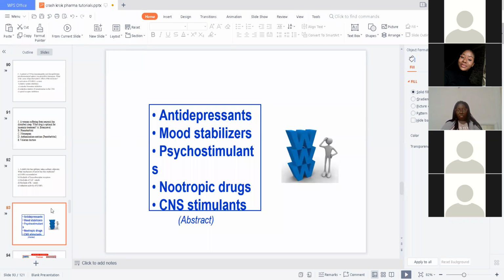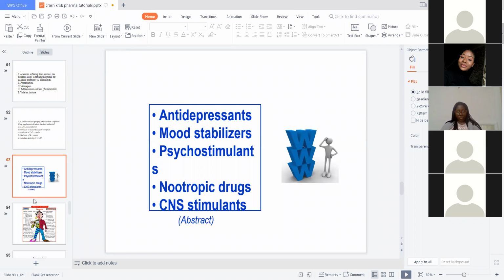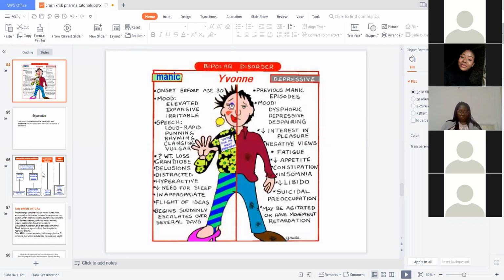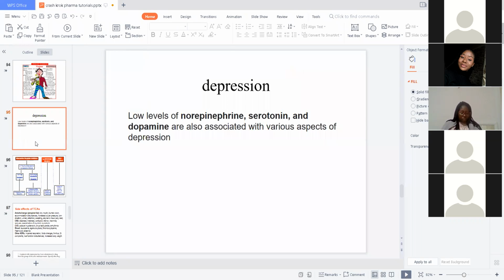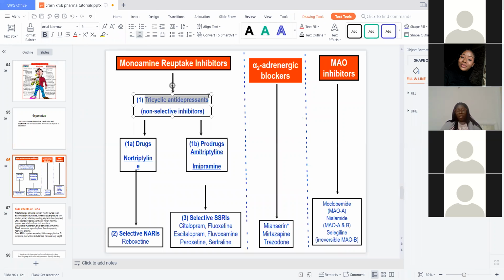Okay, so next we have antidepressants and mood stabilizers. These drugs are for people with depression. We know the main pathogenesis of depression is low levels of norepinephrine, serotonin, or dopamine. The main drugs you have to take note of are the tricyclic antidepressants. The key drugs are amitriptyline, imipramine, and nortriptyline. These are popular questions that will be asked every time: what drug do you use to treat depression? Amitriptyline, straightforward. And then we also have other classes of drugs, the selective SSRIs.